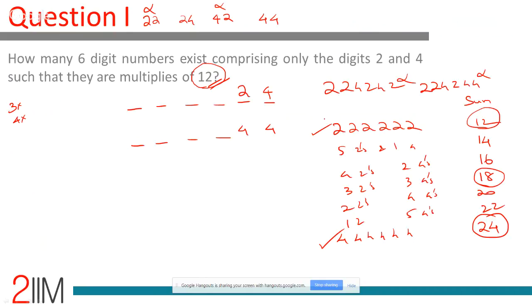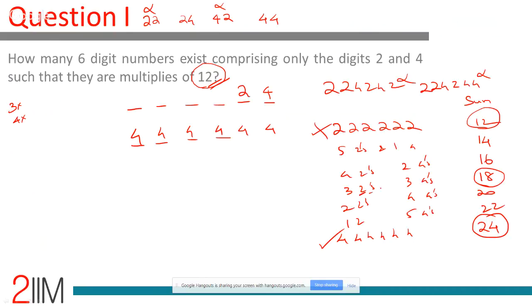All 6 2s is not possible, because if all 6 were 2s, then the number would end in 22 and therefore not be a multiple of 4. So that's ruled out. All 6 4s, that's a possibility. All 6 4s is one number, wonderful number. 4 4 4, 4 4 4. That's a multiple of 3 and 4. It's already in. So we could have one number which is 4 4 4 4 4 4.